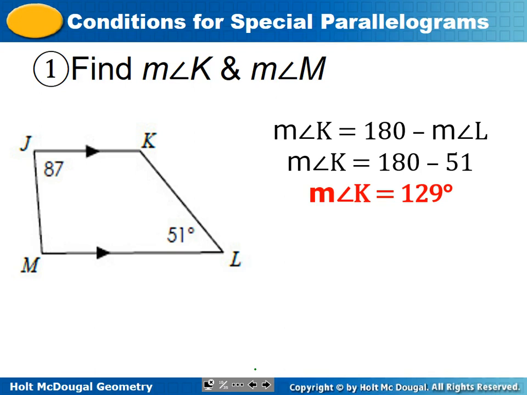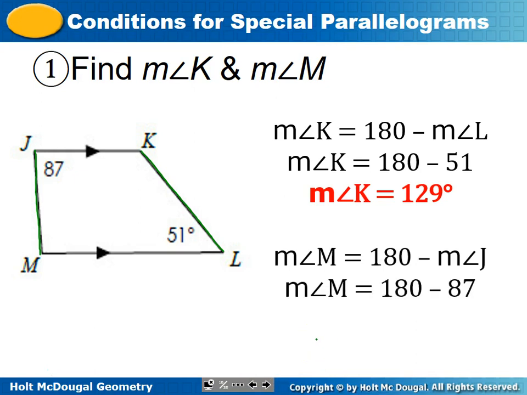So once again, we've got these legs here. This is a leg here, and this is a leg here. When we talk about those, the angles at either end of them, when we add them together, they should be 180. So here again, I'm going to subtract J from 180 to get the measure of angle M.